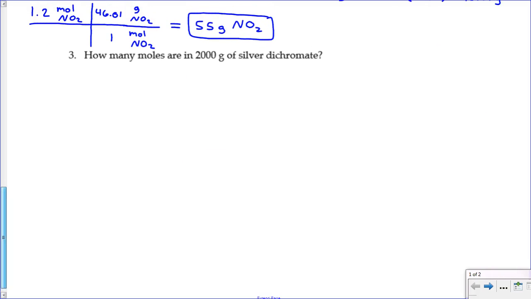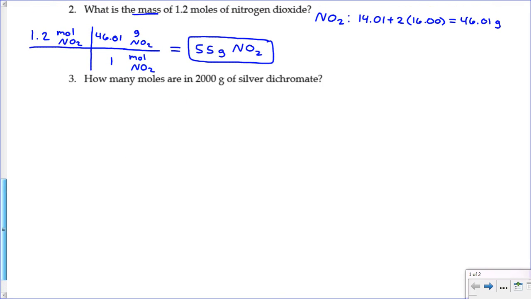For number 3 here, it says how many moles are in 2,000 grams of silver dichromate? Now this one is problematic for a couple of reasons. One, if you look at this number here, we're only going to have 1 sig fig. The other thing is that silver dichromate is actually a relatively complicated substance. It has silver in it, which is Ag+. Because it's got a metal, we know it's ionic. That dichromate looks almost like it's covalent, but again, if we have silver, which is a metal, we know it's ionic.